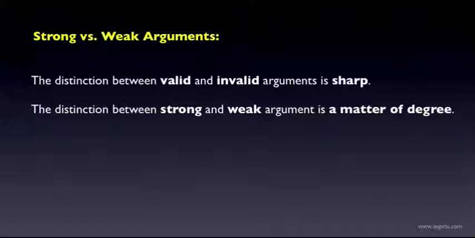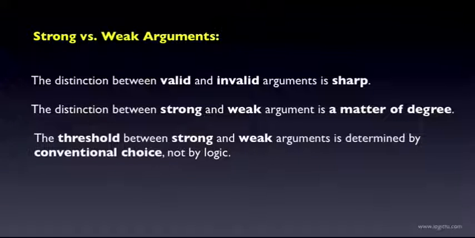The distinction between valid and invalid arguments is a sharp one. Every argument is either valid or invalid. There are no degrees of validity. Validity is like pregnancy. You can't be almost pregnant or a little bit pregnant. The distinction between strong and weak arguments, on the other hand, is a matter of degree. It does make sense to say that an argument is very strong or moderately weak or very weak.